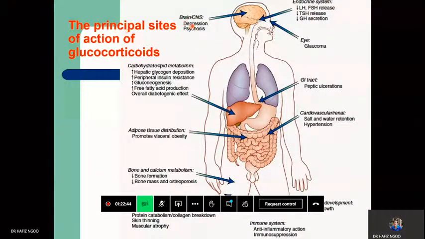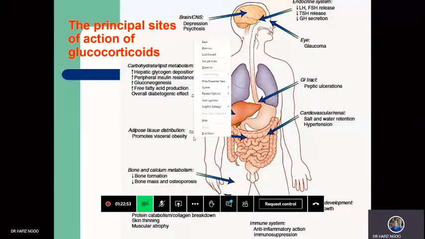So the principal sites are basically all over our body. You can find the effect of increasing cortisol level all over, which means all our body cells have glucocorticoid receptors.